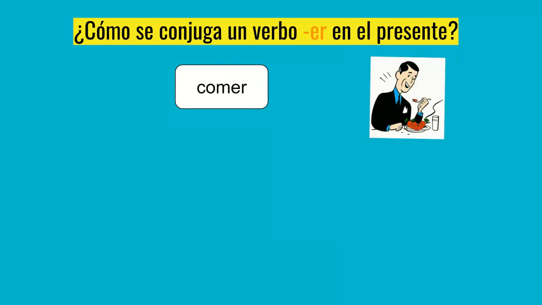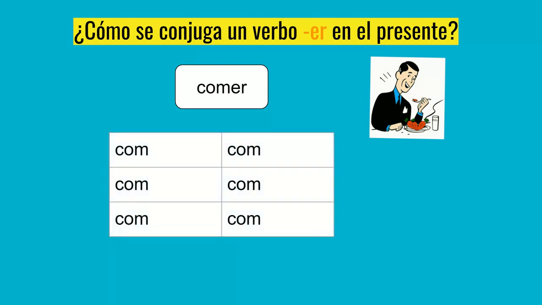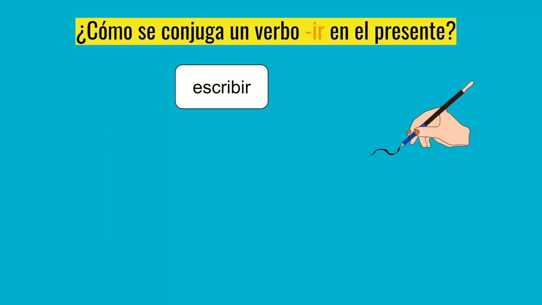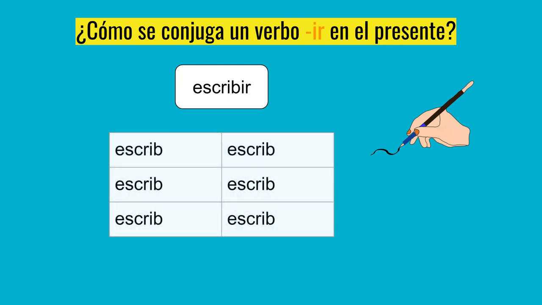If you wanted to conjugate a verb that ends in ER, such as comer, you follow a similar pattern. You keep the stem of the verb, in this case it's com, and now you're going to add the ER endings. So it's como, comes, come, comemos, coméis, and comen. So if you wanted to conjugate an IR verb, such as escribir, which means to write, follow a similar pattern. You keep the stem, which is escrib, and then you're just going to add the appropriate ending. So in this case, it would be escribo, escribes, escribe, escribimos, escribís, and escriben.